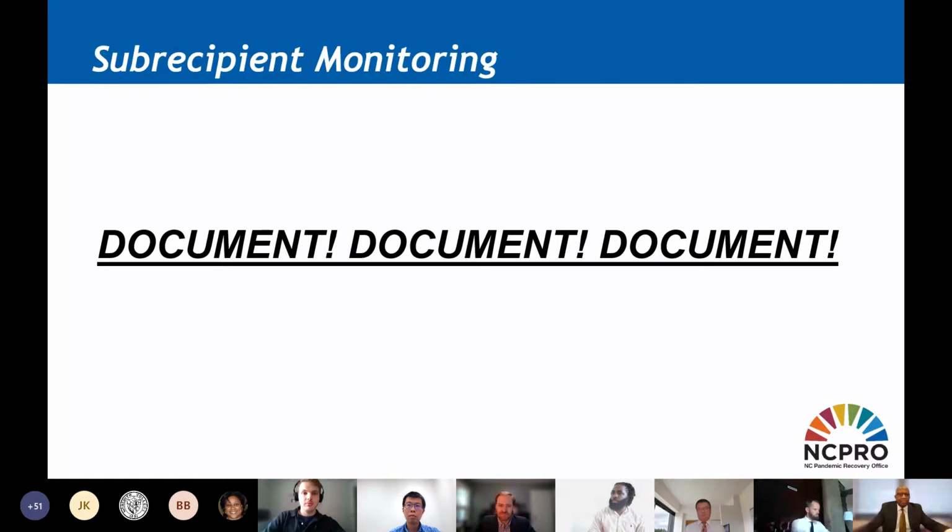To subrecipient monitoring, but that's extremely important with everything that we do. If it's not documented, when we're reviewed by whoever the reviewers are, federal, state, or whoever, if it's not documented, it's not done. So our documentation throughout everything that we do is very important. Next.